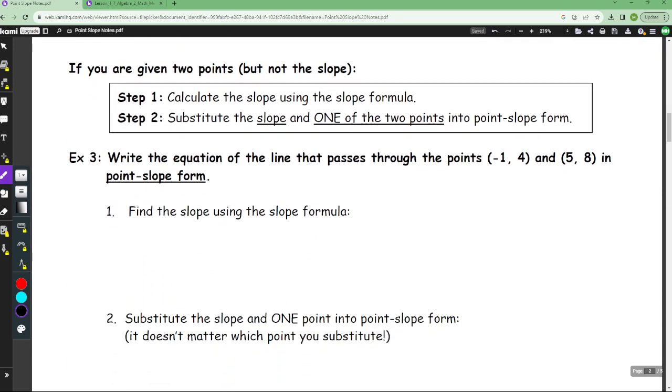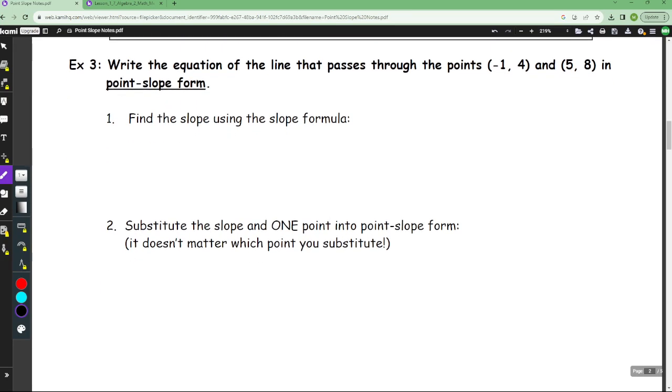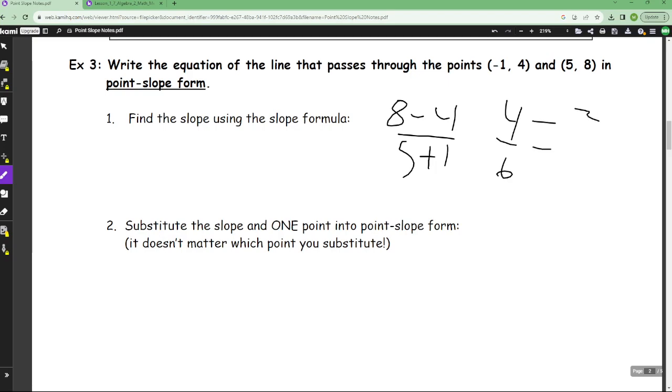So, if you're given 2 points but not the slope, you can still use point-slope. So we are given 2 points. First, we know how to find the slope, and that's change in y over change in x. So 8 minus 4 over 5, subtracting a negative, you add 1. So we'll have 4 over 6, 2/3.